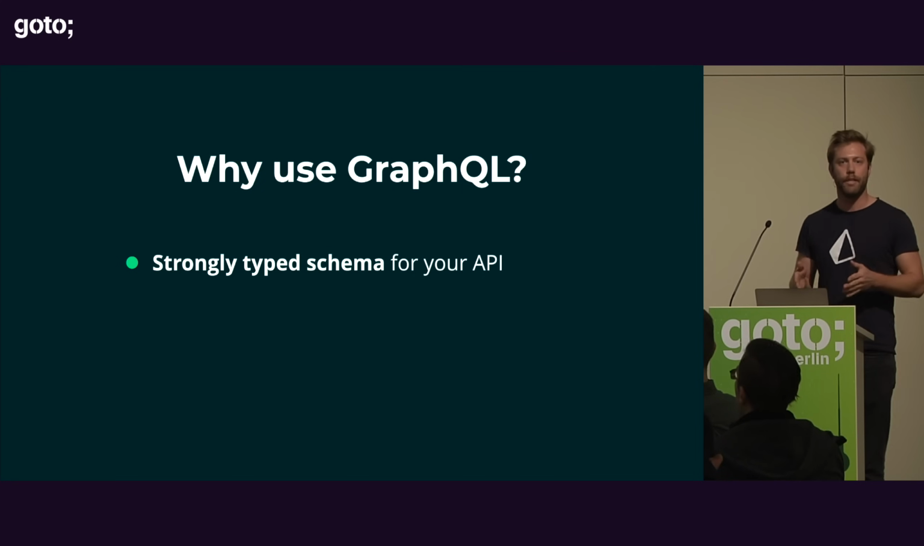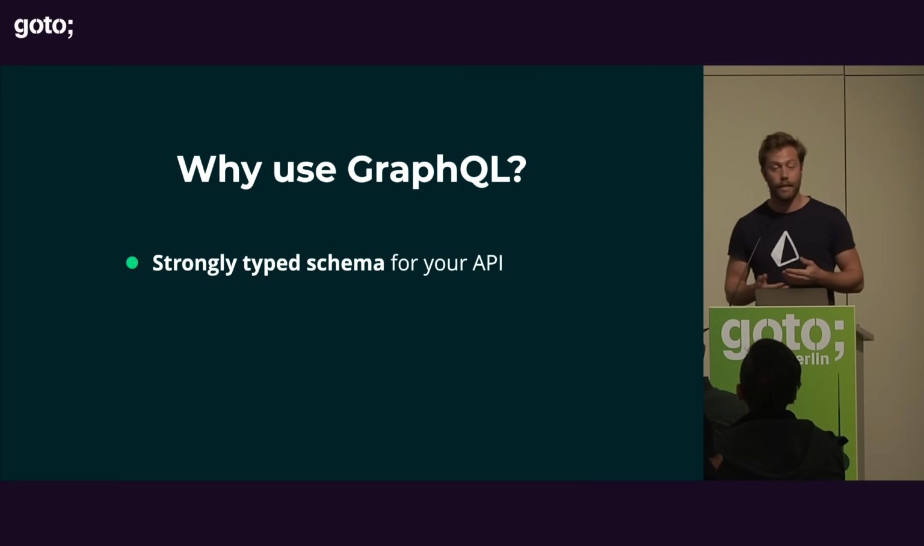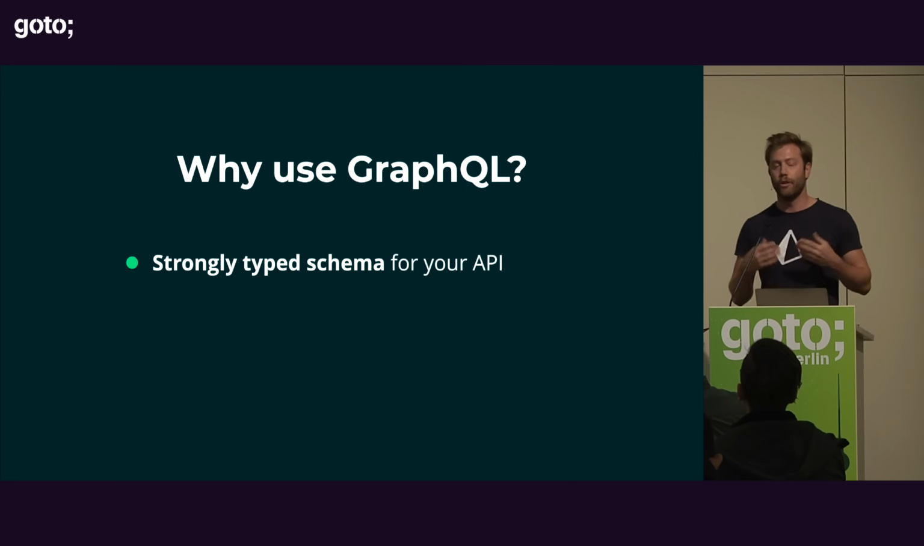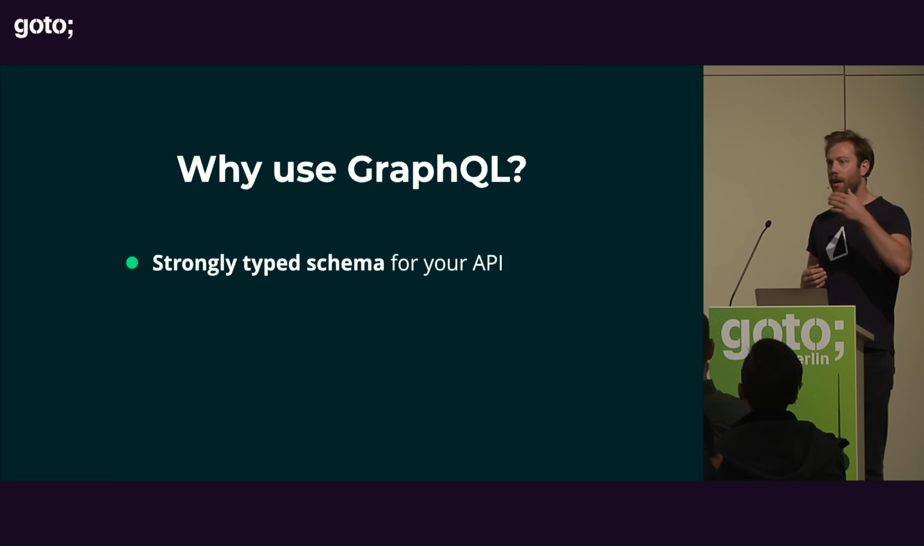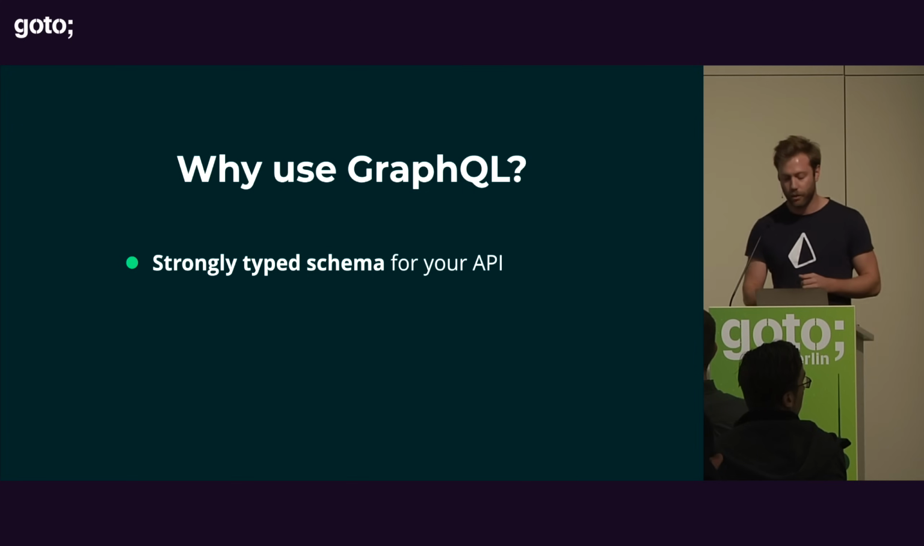And that strongly typed schema has a couple of advantages, like auto-generated documentation for your API that you will always get out of the box if you're using GraphQL. So you're never left questioning the API operations and the kind of variables you need to provide for these API operations and what the return data structures actually look like.